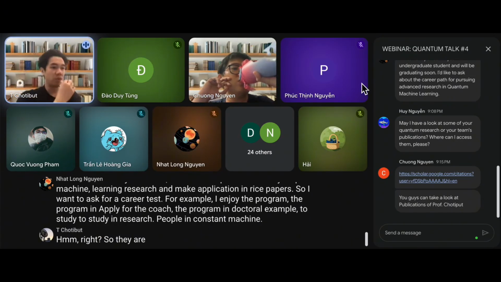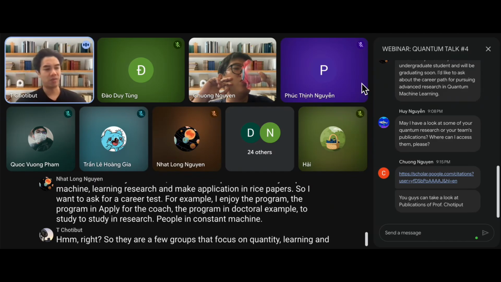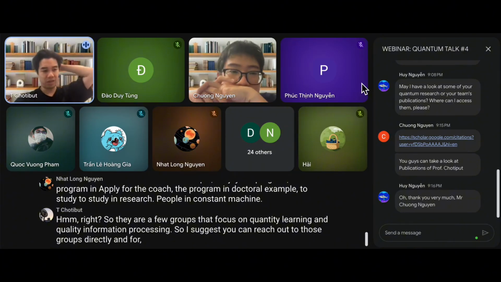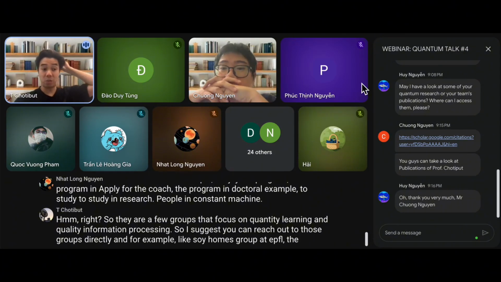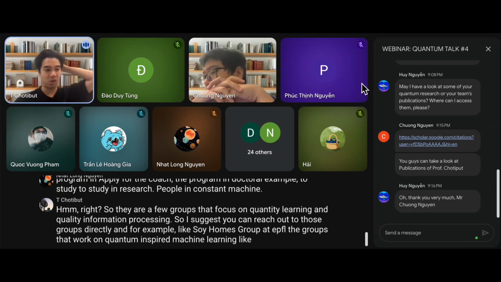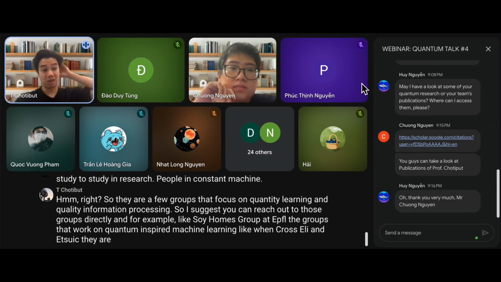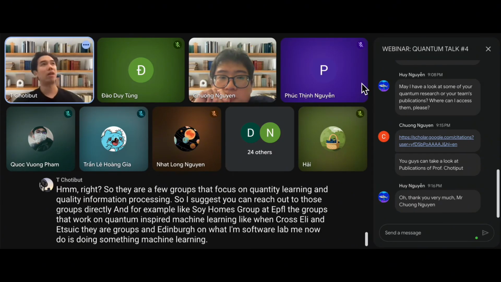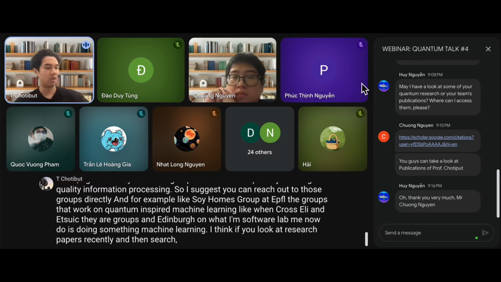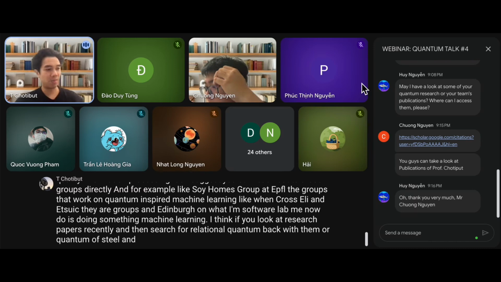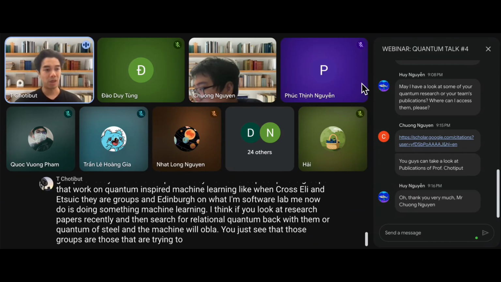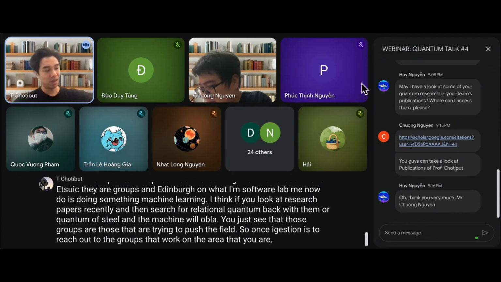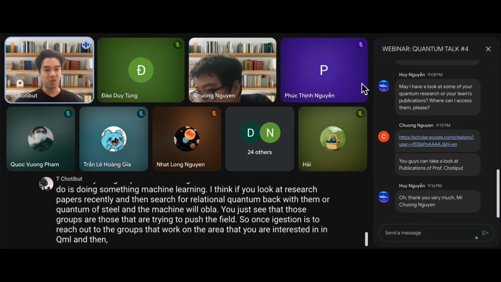Right. So there are a few groups that focus on quantum machine learning and quantum information processing. I suggest you reach out to those groups directly. For example, Zoe Holmes' group at EPFL; there are groups that work on quantum-inspired machine learning, like in ETH Zurich; there are groups in Edinburgh in the quantum software lab; and Mina Dosti is doing some quantum machine learning. If you look at recent research papers and search for variational quantum algorithms or quantum machine learning, you see that those groups are trying to push the field. So one suggestion is to reach out to the groups that work on the area you are interested in, QML, and try to communicate with them.